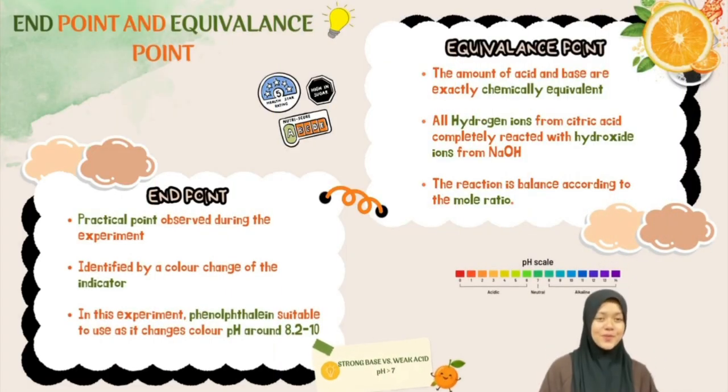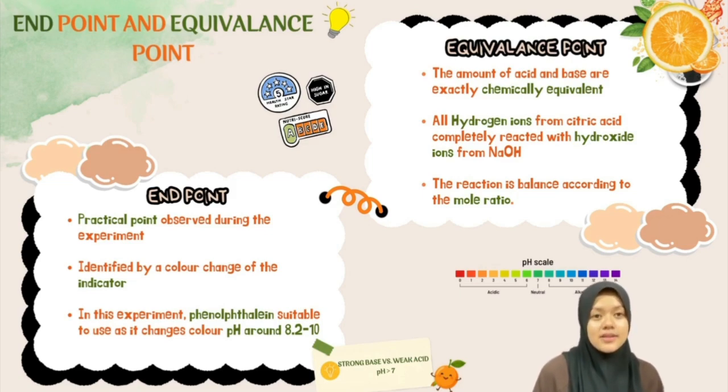This is the very important part in titrations, which is endpoint and equivalence point. Equivalence point is the theoretical point where the amount of acid and base are exactly chemically equivalent. For citric acid titrations, it means all hydrogen ions from citric acid have completely reacted with hydroxide ions from sodium hydroxide. At this point, the reaction is perfectly balanced according to the mole ratio.